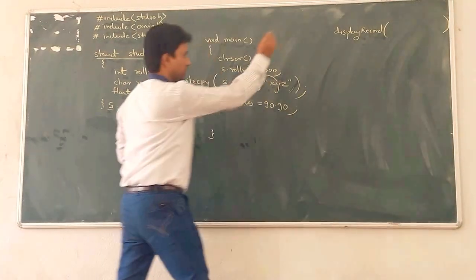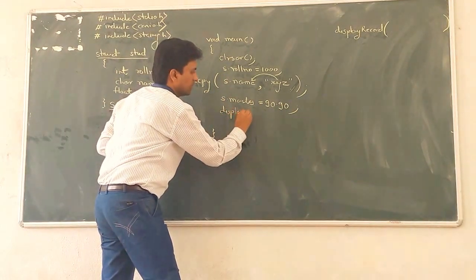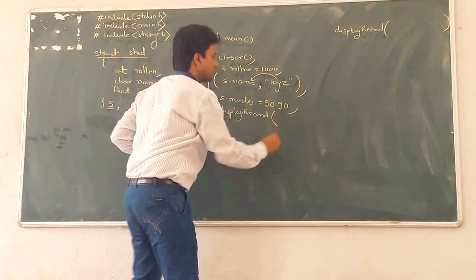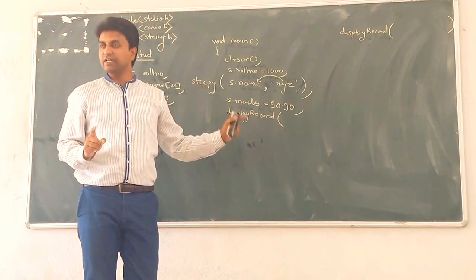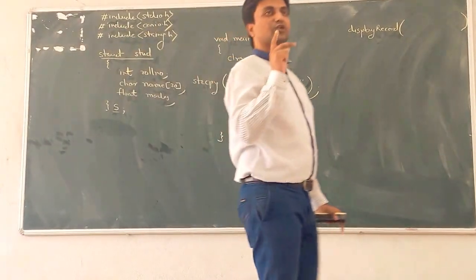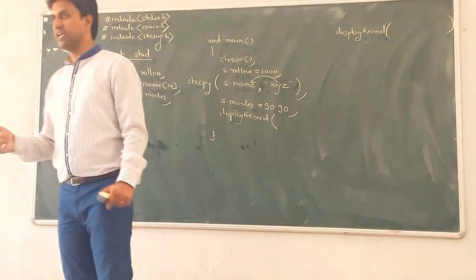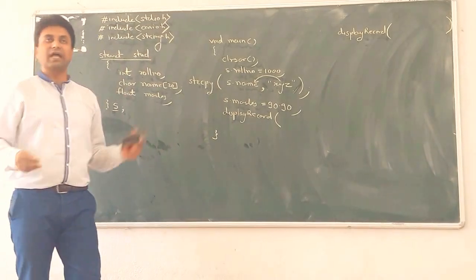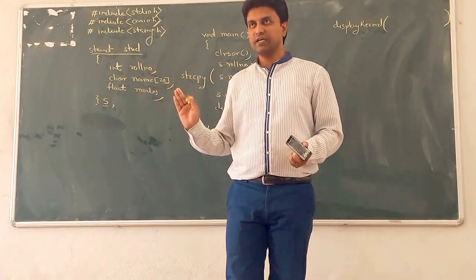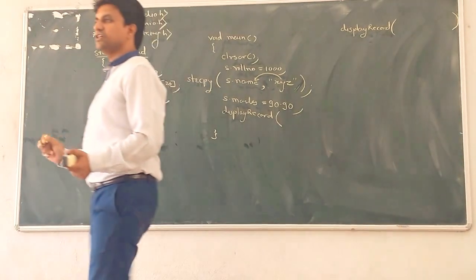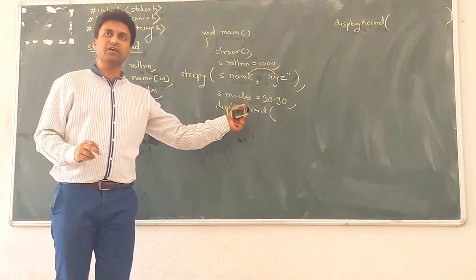Clear? So call this function in the main function, display record. Inside that, what argument do we have to pass? We have to pass the structure variable. Again there are two ways to pass a structure variable. One way is by value. The second way is by pointer, or by reference, or by address. So there are two ways to pass a structure variable to any function. First, now we will study by value.